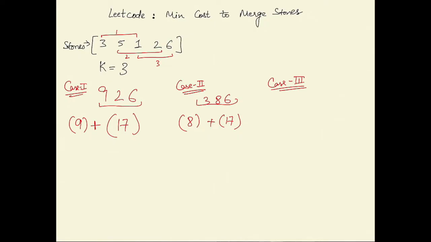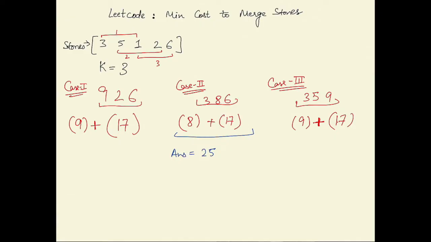If you merge these 3 first, then our cost to merge these 3 would be 3 plus 6, 9, and then we have to merge these 3, so it's basically 9 plus 17, and the minimum of these is 17 plus 8, which would be 25. So the answer is 25 for this case.